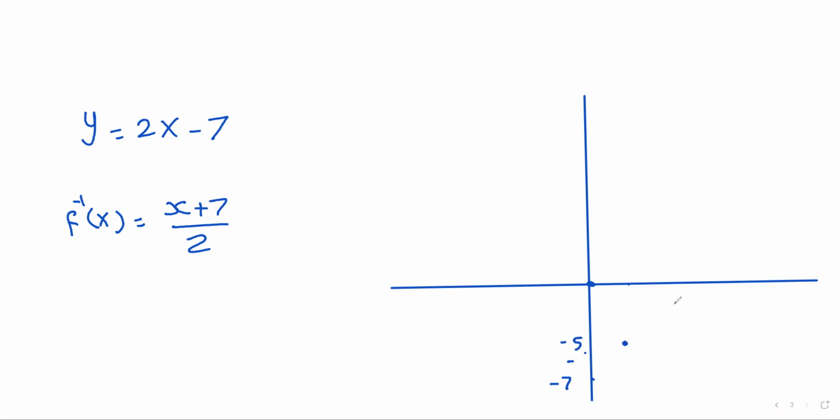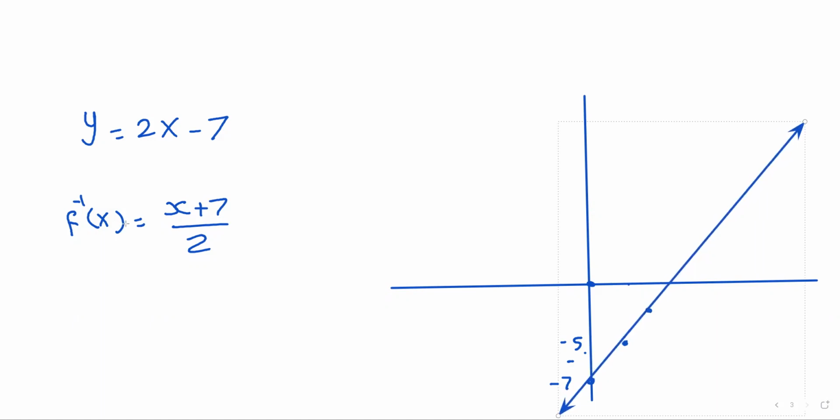2 gives minus 3. So I have the points 0 and minus 7, 1 and minus 5, 2 and minus 3. It's not to scale, by the way. So that's the graph of the function.